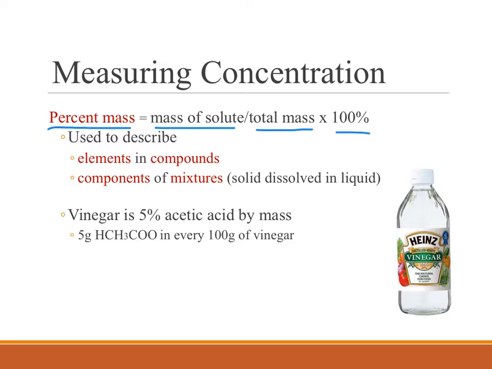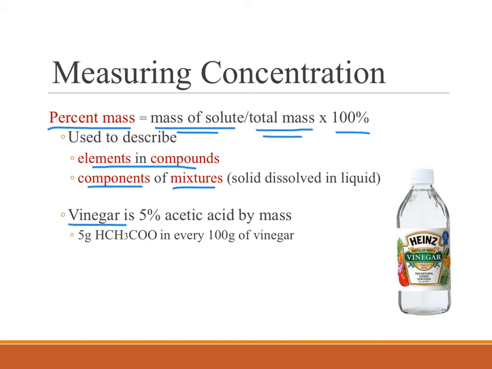We use percent mass when we're talking about elements in compounds. In fact, one of the ways to determine the formula of an unknown compound is to decompose it into its various elements, take all those individual masses, and then compare the mass of the pieces to the total mass to give us the percent. We also use percent mass when we have components of mixtures, especially when it's a solid dissolved in a liquid, and vinegar is the perfect example of that.